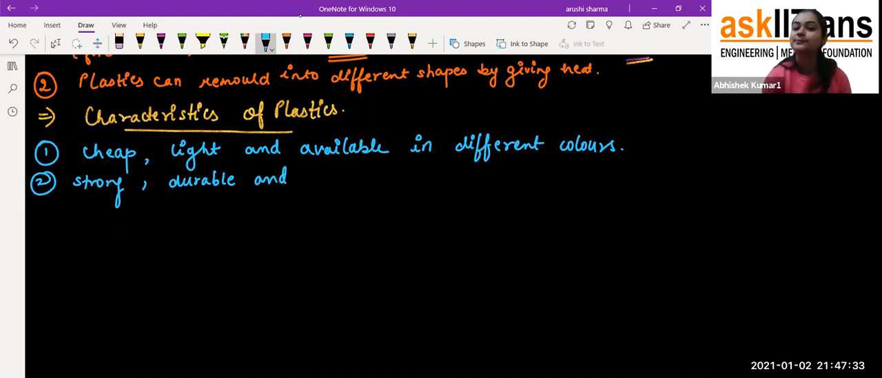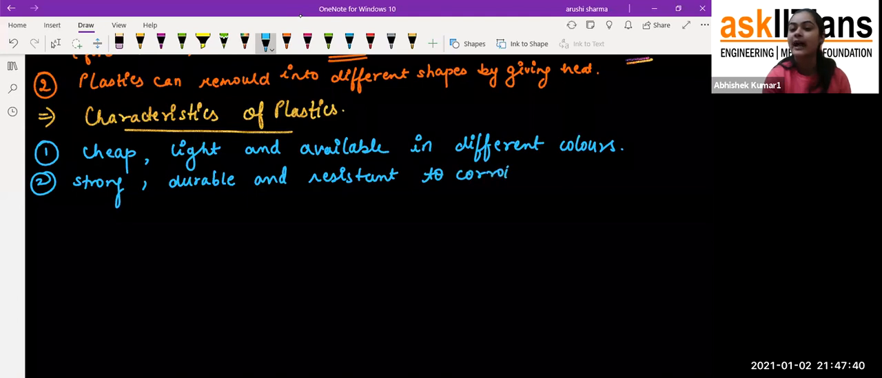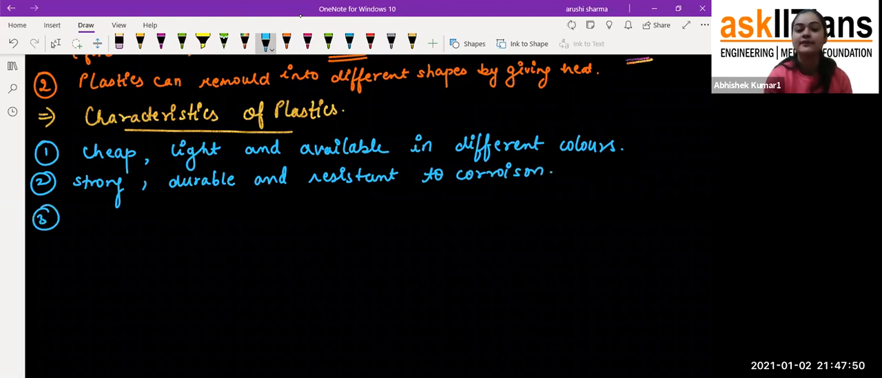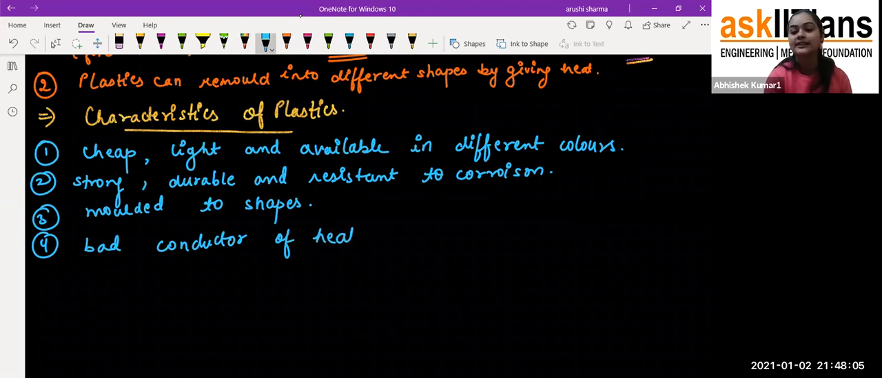And now that point comes here, resistant to corrosion. Resistant to corrosion, that means they are not going to corrode like the iron buckets, as I have told you already. And the third one is that they can be molded into many shapes. Okay, different shapes you can get from it. Now the fourth one is that these are bad conductors of heat and electricity, as we have concluded already. Fine, students.